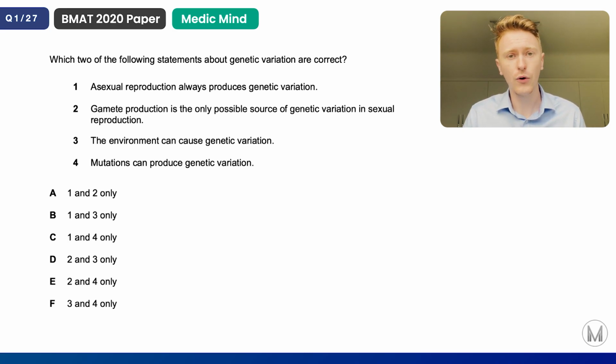We've got a list of 4 statements and we're asked which pairs of these statements are correct. If we take them one by one, we can see that statement 1 is all about asexual reproduction and whether it produces genetic variation. Hopefully you know from your studies that asexual reproduction produces the least amount of genetic variation, and actually the idea that this always produces genetic variation is wrong. So we can go ahead and mark that incorrect.